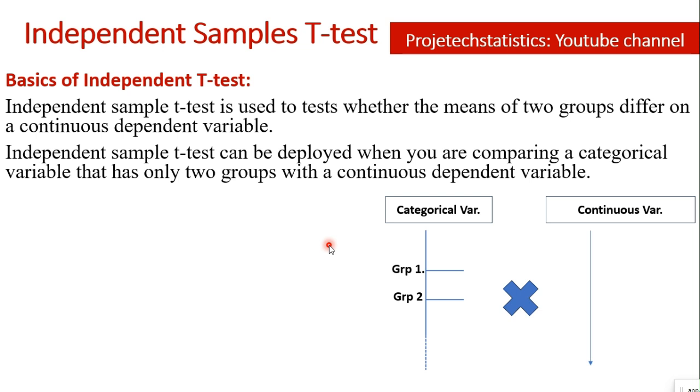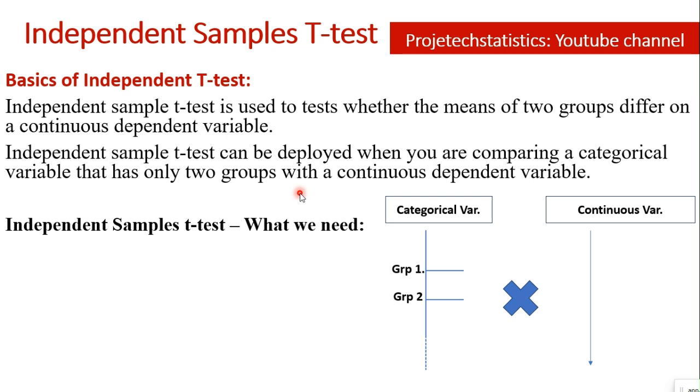Okay, before going on to do the analysis of this particular research data, we're going to first of all explain some basic information about independent sample t-test so that you understand when to use it and the conditions you have to meet. First of all, independent sample t-test is used to test whether the mean of two groups differ on a continuous dependent variable.